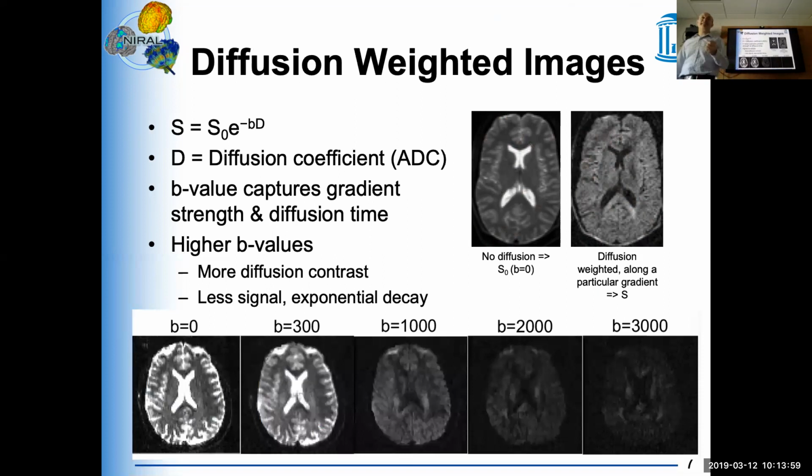So you can actually see from the DWI which gradient we applied, if you know a little bit of the underlying anatomy.